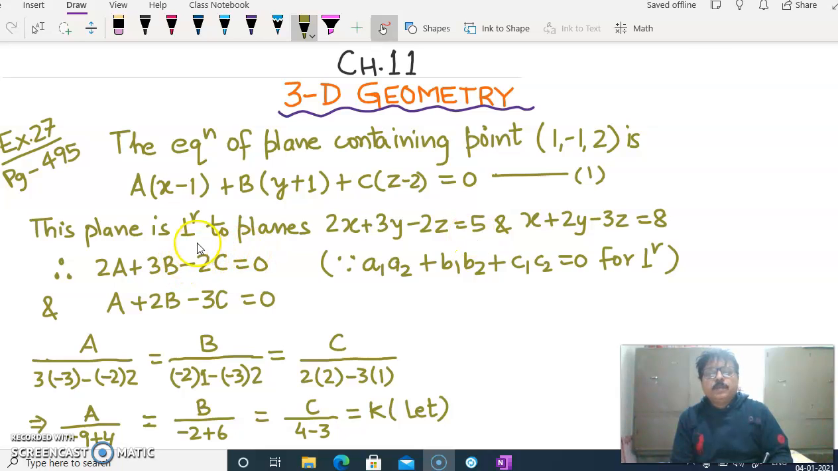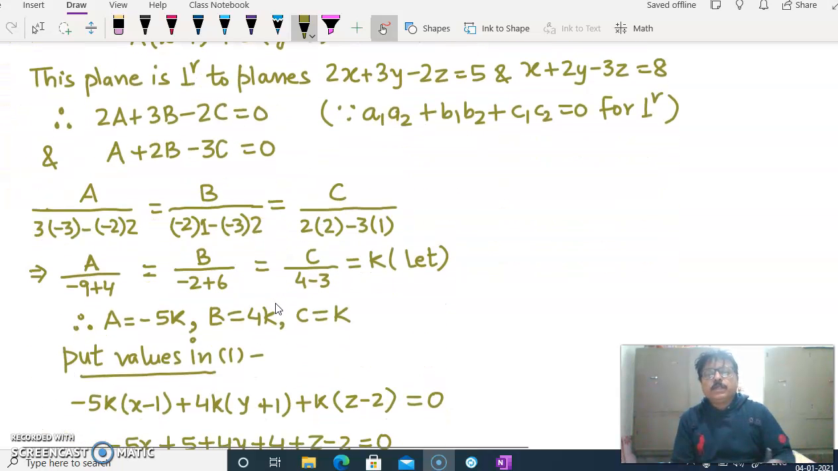Since the planes are perpendicular, we know that a1a2 + b1b2 + c1c2 = 0 for perpendicularity, where a1, b1, c1 are the direction ratios of the normal to the plane first, and a2, b2, c2 are the direction ratios of the normal to the plane 2. Therefore 2a + 3b - 2c = 0 and a + 2b - 3c = 0. Now we have two equations and three variables.